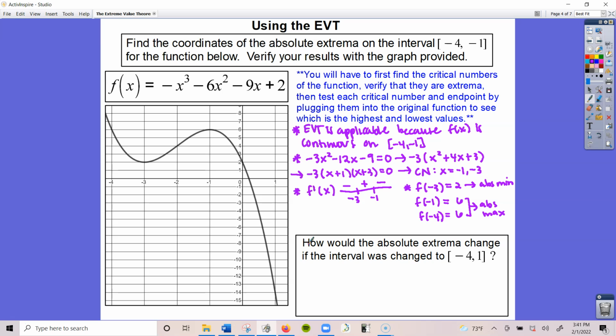Now for this follow-up question, how would the absolute extrema change if the interval was changed from negative 4 to 1? If now instead of from negative 4 to negative 1, we're looking at from negative 4 to positive 1, what would change here is the absolute maximum would still be at negative 1, 6 and at negative 4, 6, but my absolute minimum would now have changed to 1, negative 14.